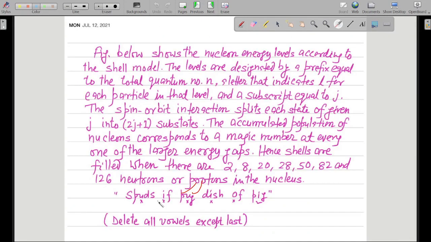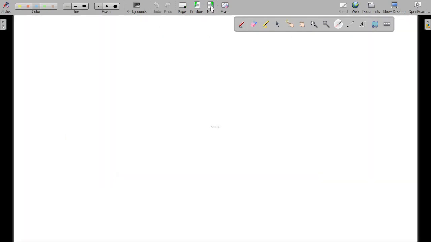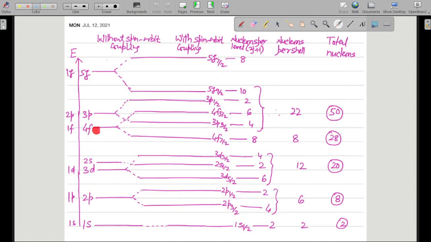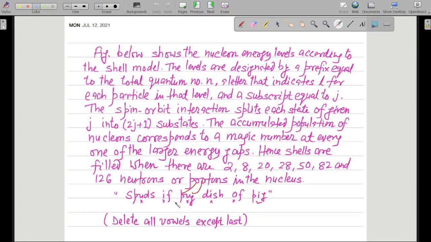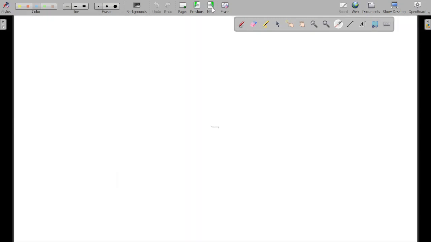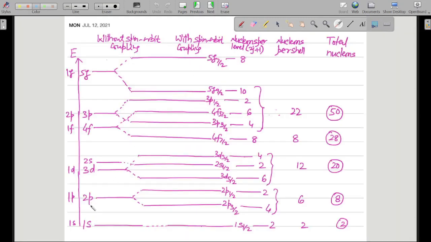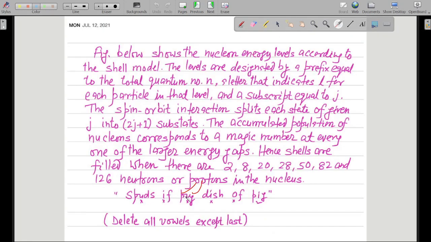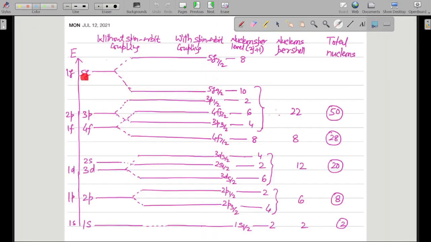After s there is f, so that will be 4f, because this is the fourth shell: first, second, third, and then fourth. So that's why 4f. Then after that similarly p, but p has been repeated. 2p has already been done, so it will be written as 3p. Then after p we have g, right?